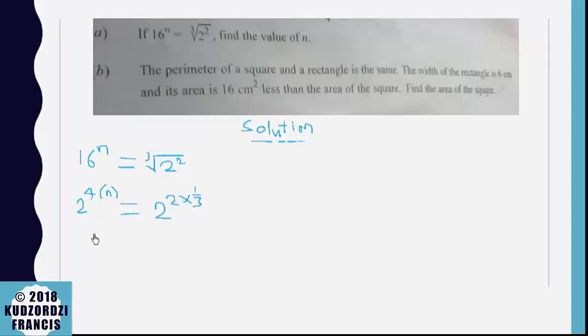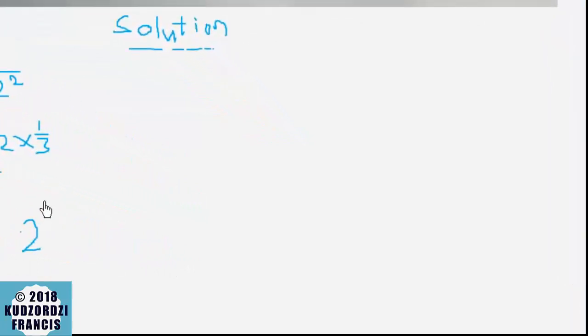Now, this is the same as 2 to the power 4n is equal to 2 to the power 2 times 1 over 3, which will give us 2 over 3. Now the bases are the same, so the exponents are also the same. So we have 4n is equal to 2 over 3.